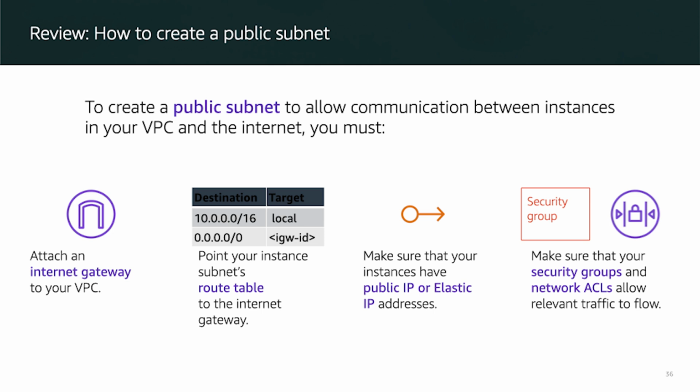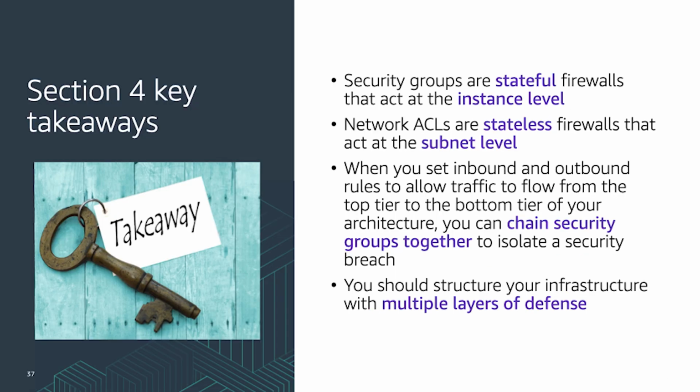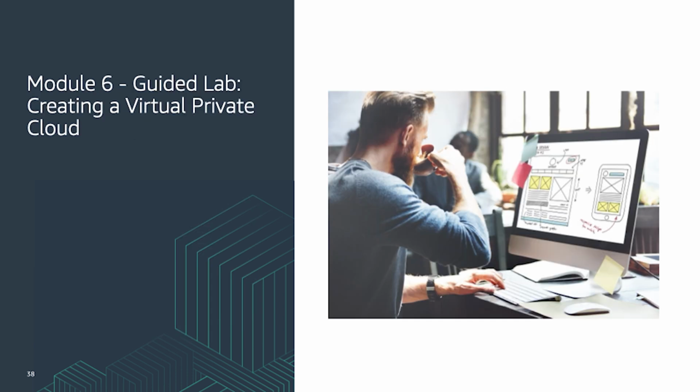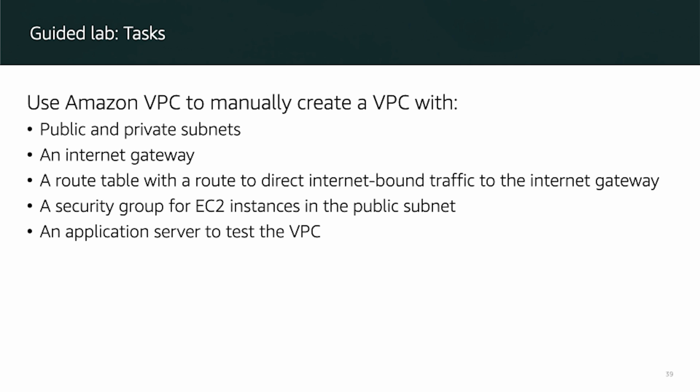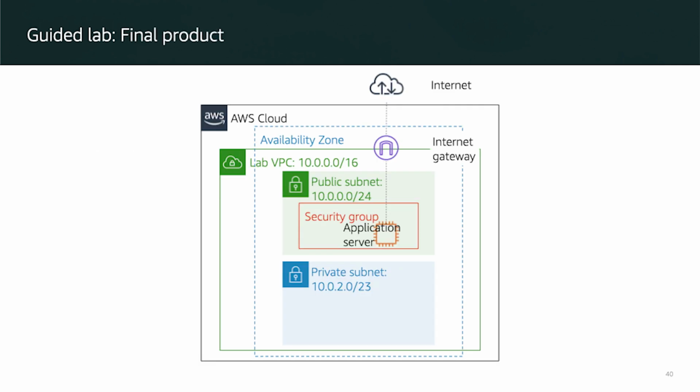Now let us look at the guided lab, creating a virtual private cloud. In this lab, guys, you will use Amazon VPC manually to create a VPC with public and private subnets, with an internet gateway and a route table which can direct internet-bound traffic to the internet gateway, and a security group for EC2 instances in the public subnet. Then you will launch an application server to test that VPC. The final product of this lab will look similar to this diagram.